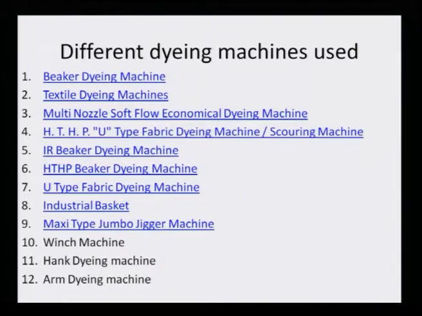Beaker dyeing machines or beaker dyeing in the laboratory, textile dyeing machines, multi-nozzle soft flow economical dyeing machines, HPH U-type fabric dyeing machines or scouring machines, IR beaker dyeing machine, HPH beaker dyeing machine, U-type fabric dyeing machine, industrial basket type dyeing machine, maxi type jumbo jigger machine, winch machine, hank dyeing machine, arm dyeing machine, and the list is exhaustive. But I had earlier mentioned two machines very exclusively, the jigger machine and the winch machine. The jigger machine is a very age-old technology, primarily used for conventional dyeing from a very old time, and the winch machine is meant for very soft kinds of fabric.